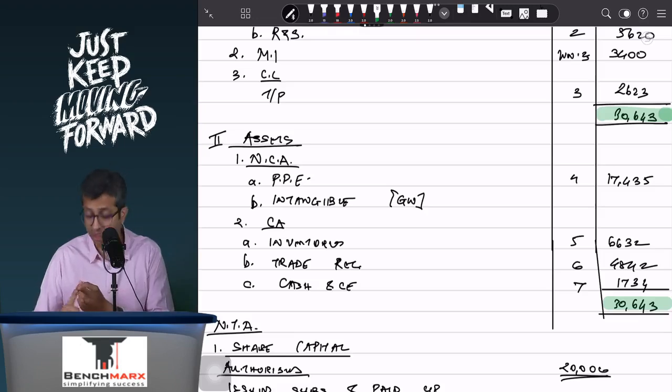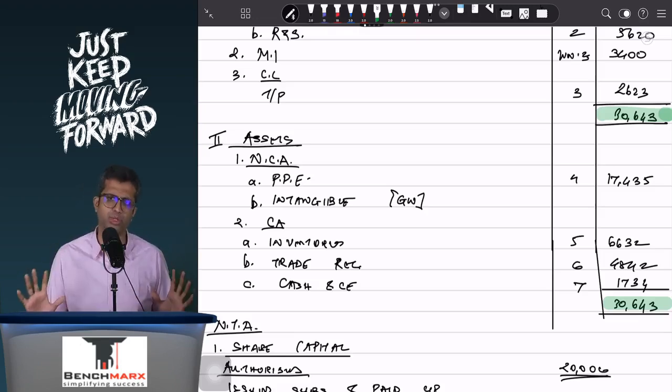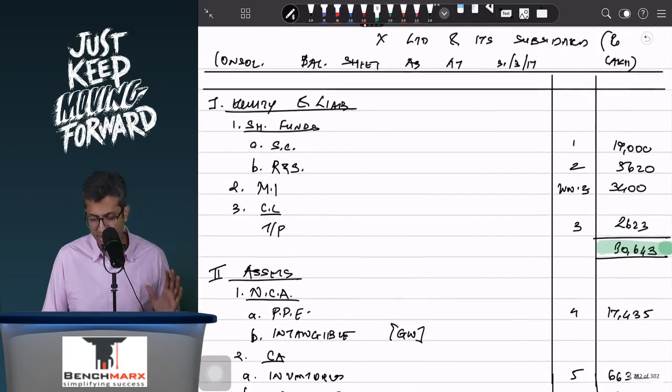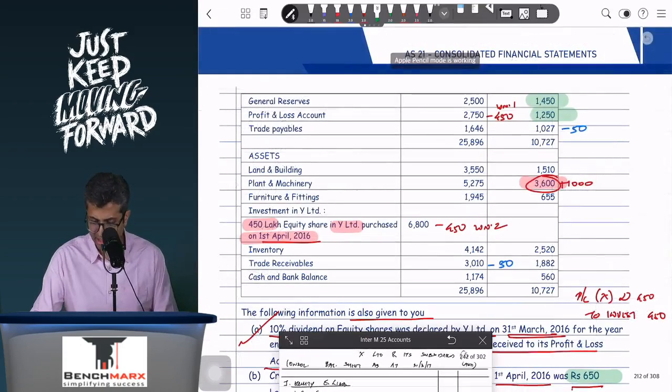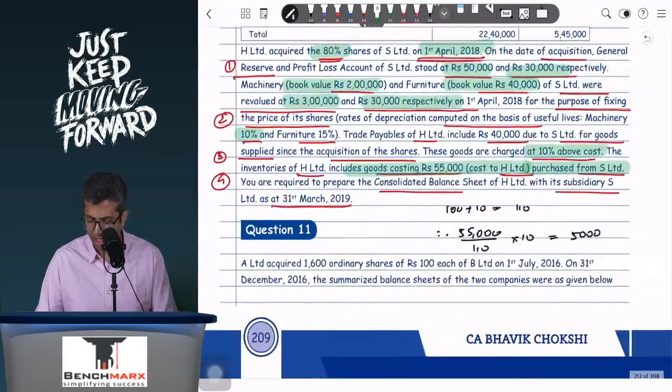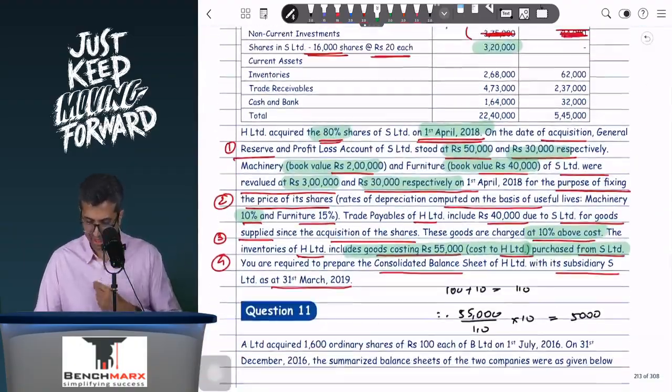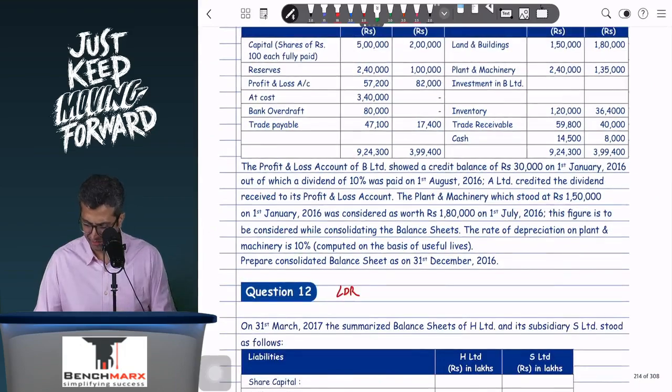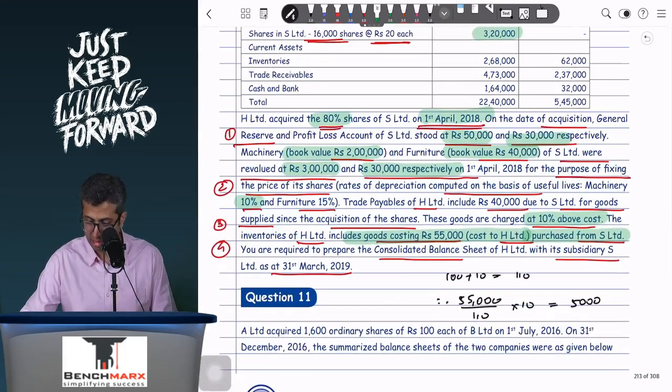You will have dividend, you will have unrealized profit on upstream or downstream, and then the fair value adjustment. If you are able to do question number 9 properly, by and large, you should be in a good position for most of the tricky consolidation problems. Okay, so that takes care of question number 9. 10 is already done. If I review question number 11, I would say 11 is also similar to question number 9. In fact, it is an easier version of question 9.